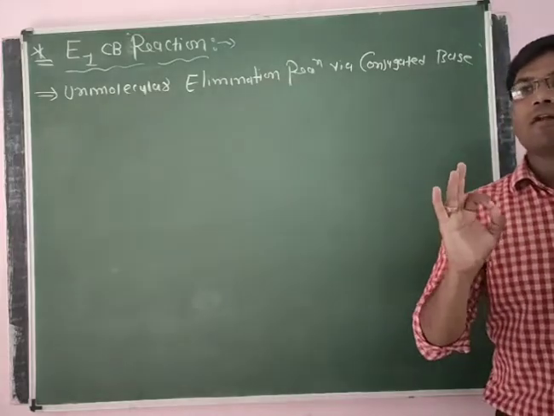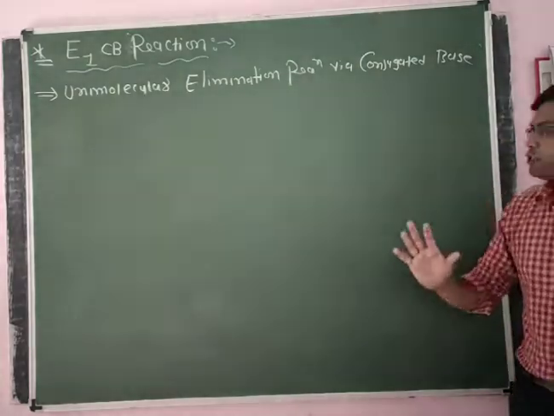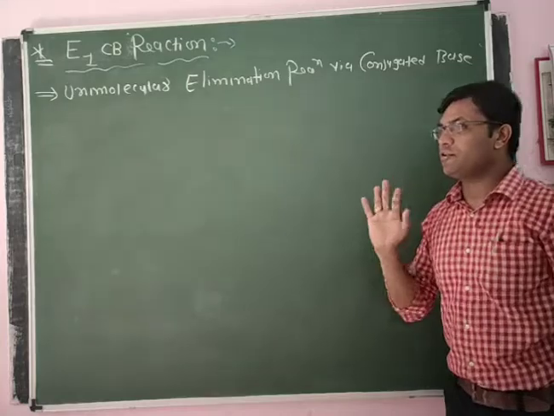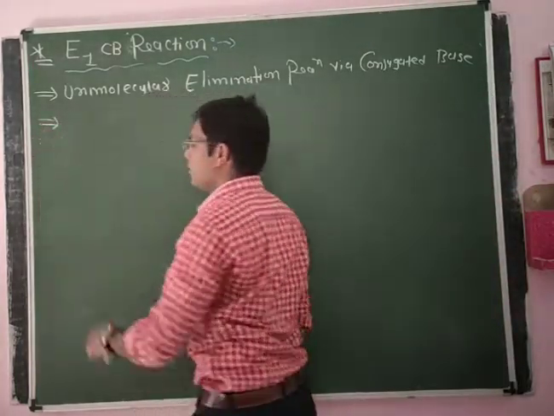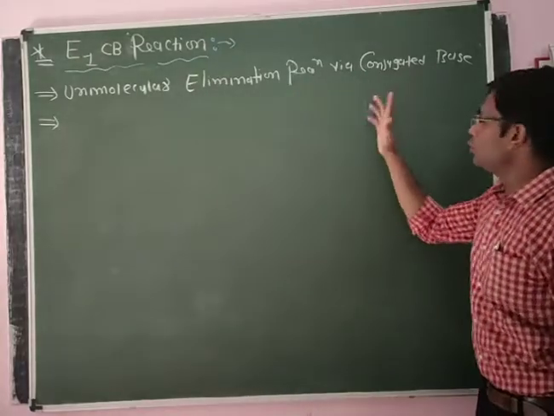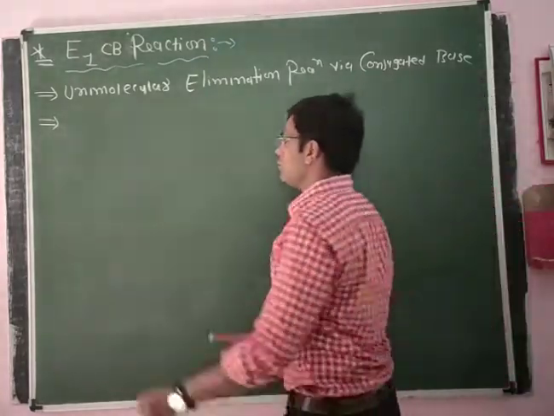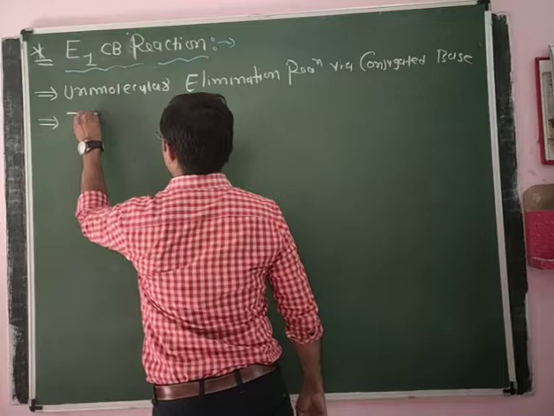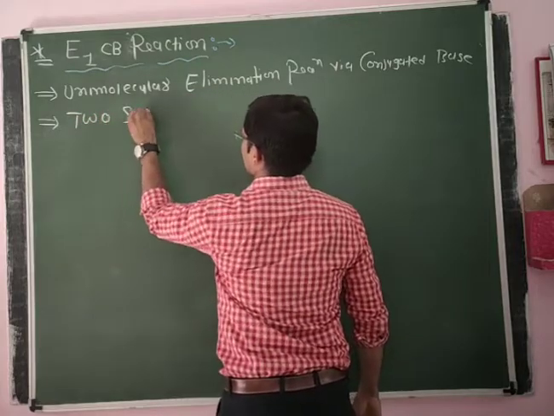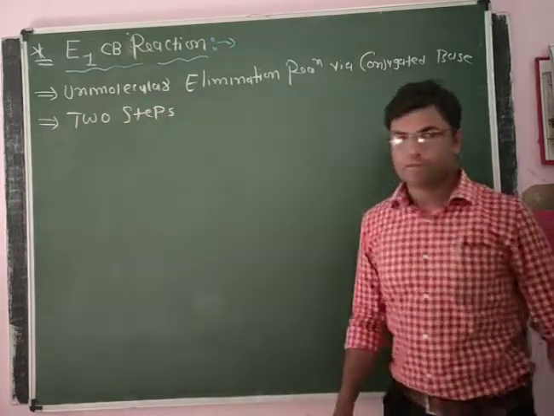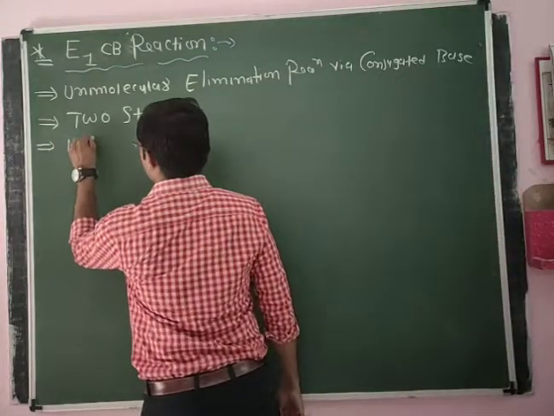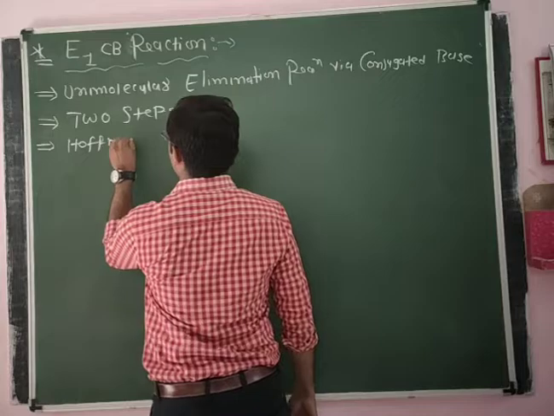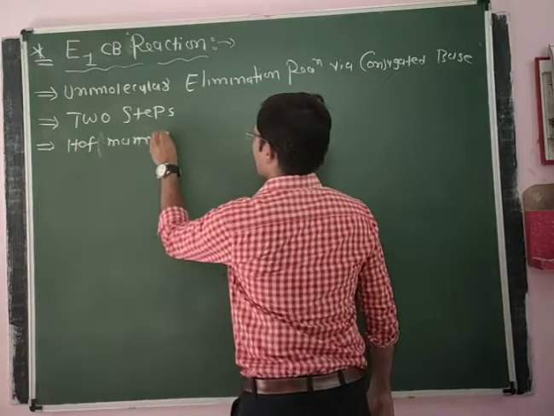It is a special kind of elimination reaction, and there are 2 or 3 more important points. This reaction occurs via conjugate base, and this reaction occurs in 2 steps. We always get the Hofmann product here.